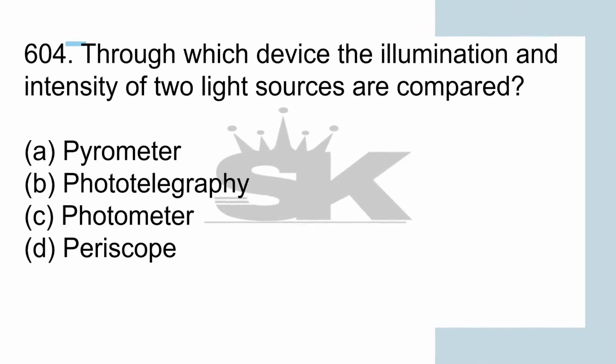Through which device are the illumination and intensity of two light sources compared? The answer is photometer. A photometer is an instrument that measures the strength of electromagnetic radiation in the range from ultraviolet to infrared, including the visible spectrum. Most photometers convert light into an electric current using a photoresistor. The two lights to be compared were used to cast a shadow onto paper.